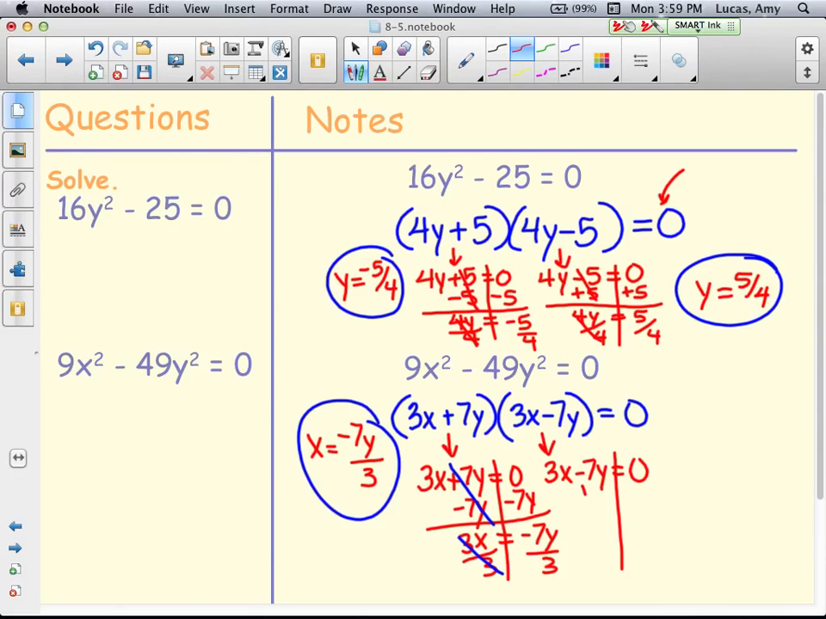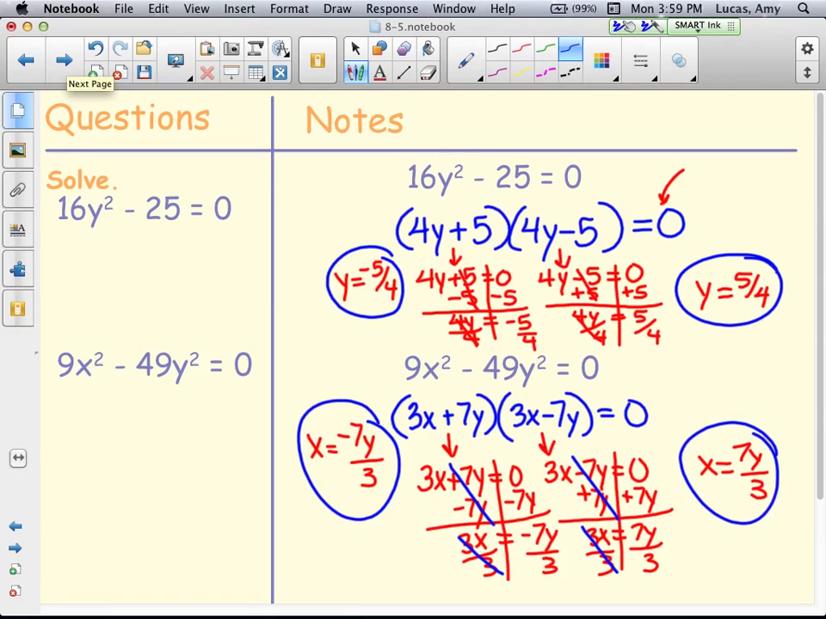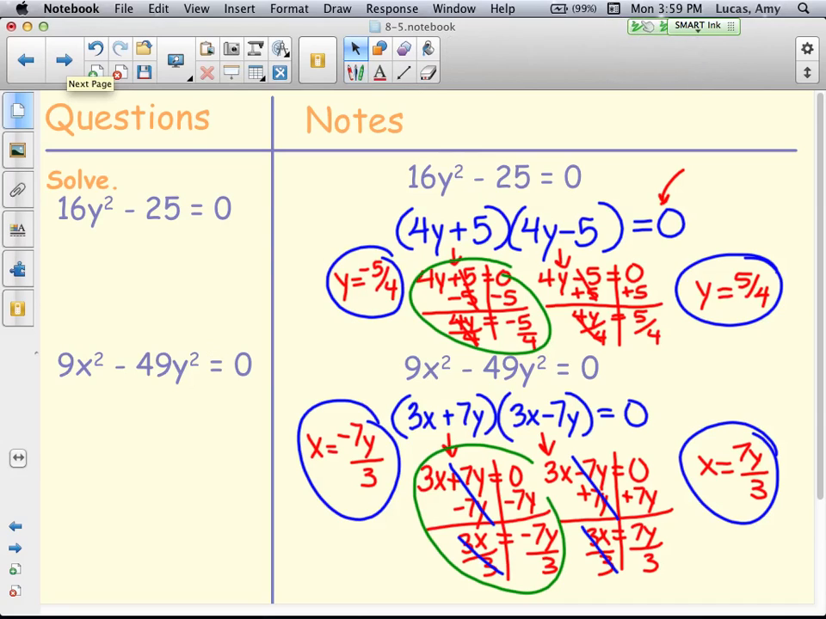And then on the other one, I would add the 7y instead. And then divide by 3. So x equals 7y divided by 3. So they do end up looking similar. They have opposite signs. So it's okay with me if you want to show your work solving one of them, like this, and then the other one would just have the opposite sign. That would be okay.